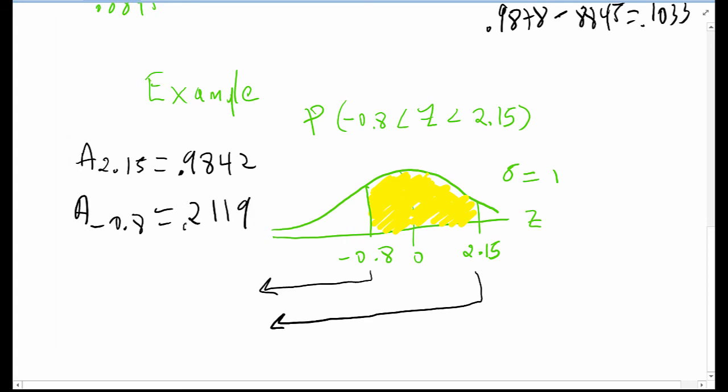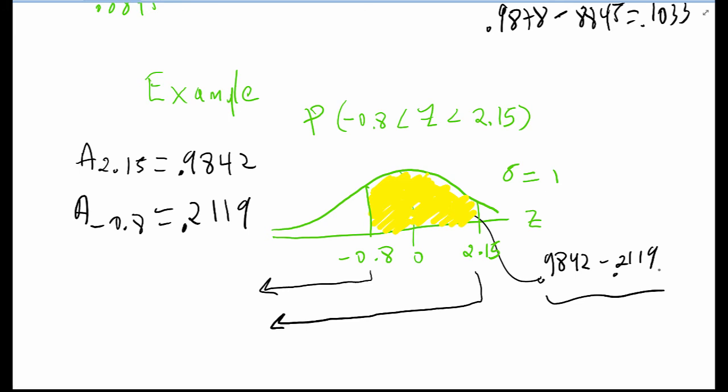2119. All right, and so this data is the difference of those values, 0.9842 minus 0.2119 as decimals, and that gives me 0.7723. All right.